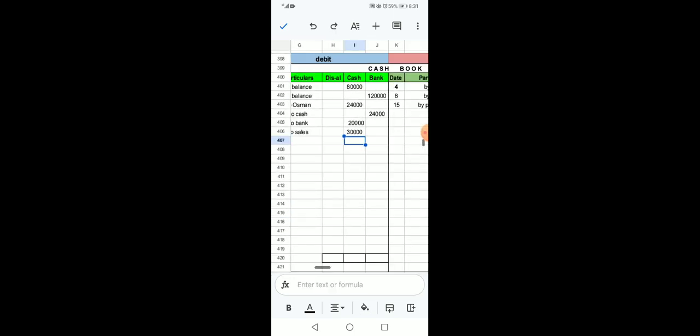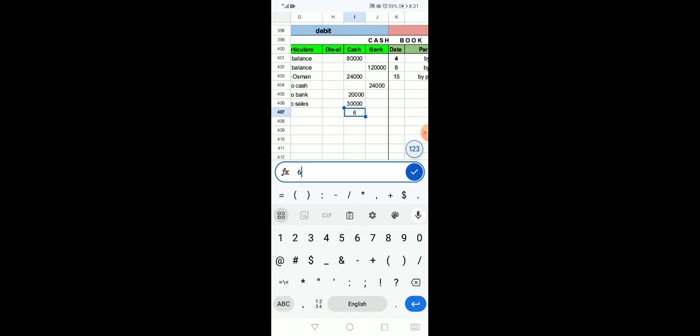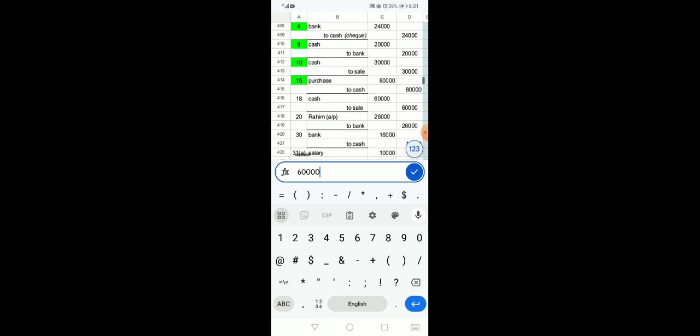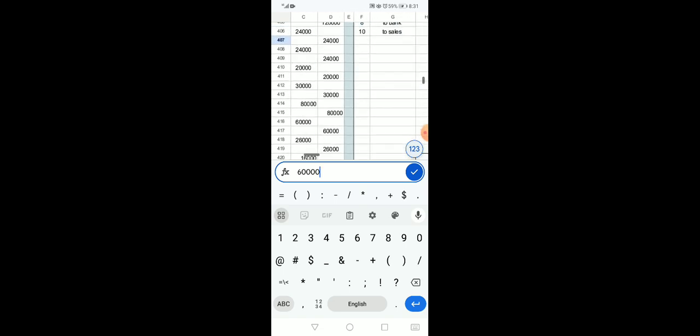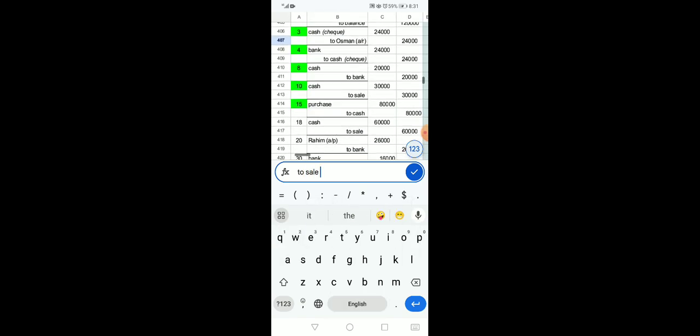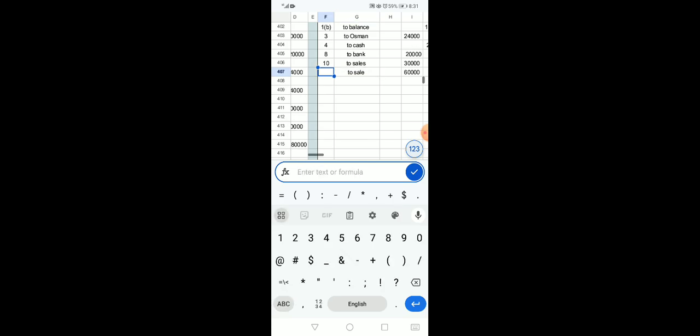60,000 is debited. You will go to the debit side of the cash and write 60,000 in the cash column of the debit side of the cash book. Now see its reference. What is written on the opposite side of cash? It is to sale. So you will write to sale in the particular column. Now see the date, which is 18. So put 18 in the date column.